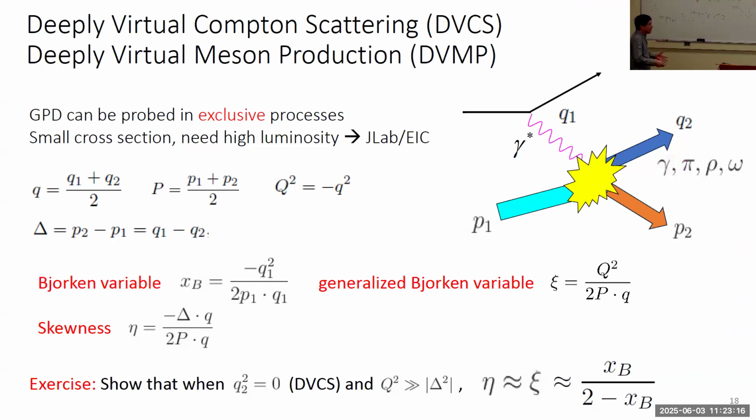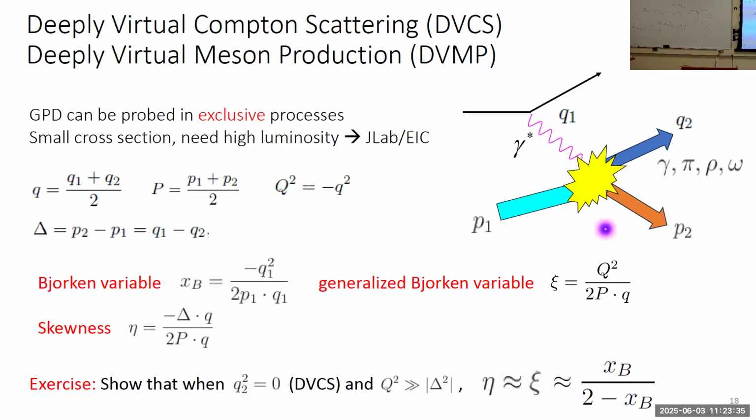It's a very rare event. So the cross section is very small compared to the inclusive processes. So that means that we need high luminosity, like at JLab and the EIC. So only these places have the potential to measure this process and extract the GPDs.